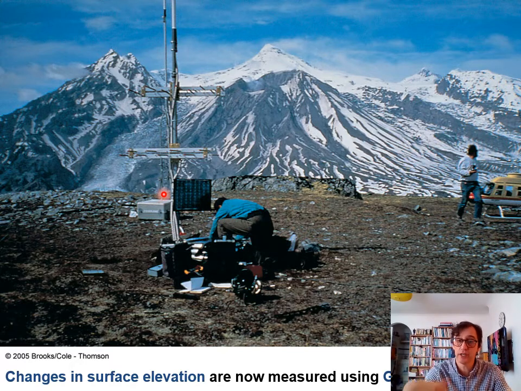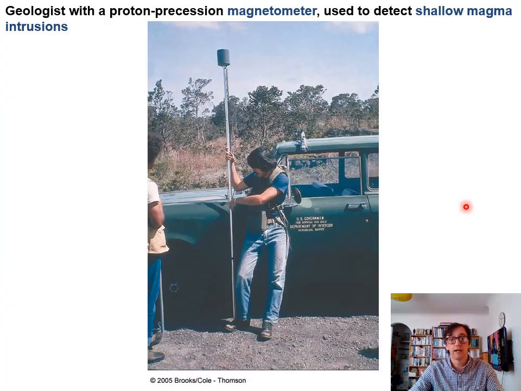So if you monitor the elevation constantly, or at whatever frequency of time, you can see changes that tell you, hey, that side of the volcano seems to be inflating, guys. Let's watch out and look for other signs, other precursors. Here's an image of a guy with a magnetometer, a geophysical device, who will be doing a magnetic survey of an area.